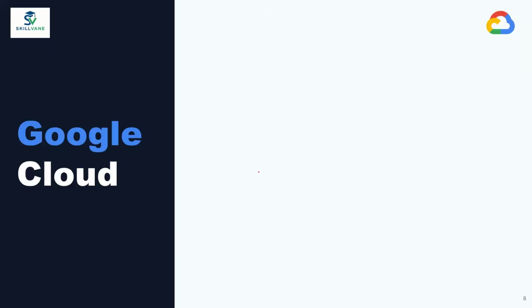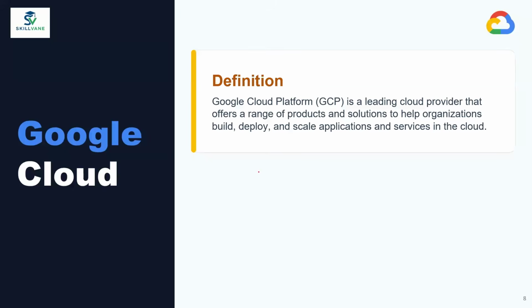Back to our slide, you can see the definition here. Take a minute and try to read this definition word by word, line by line. It should make sense to you. Now look at this answer: Google Cloud Platform is one of the leading cloud providers that offers a range of products and solutions to help organizations build applications, deploy applications, and scale applications and services in the cloud. So that's what it is.